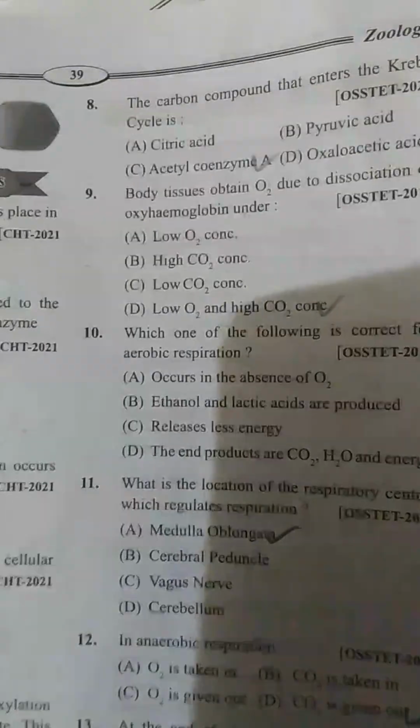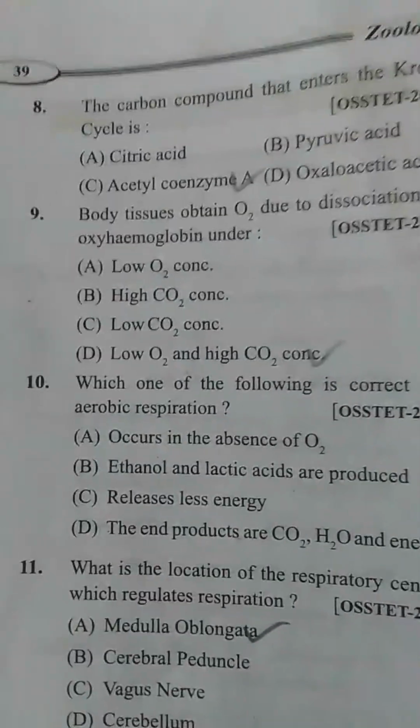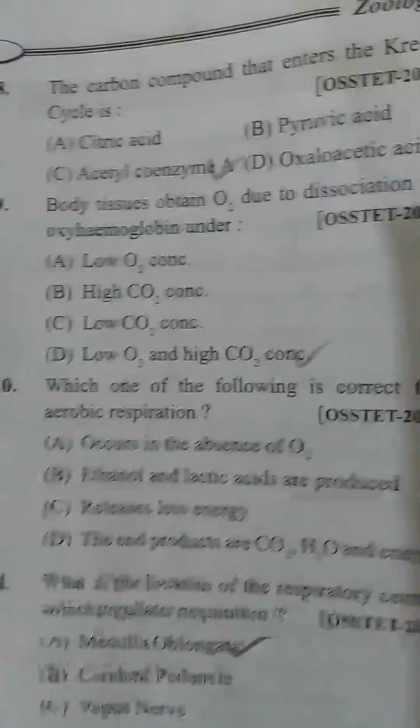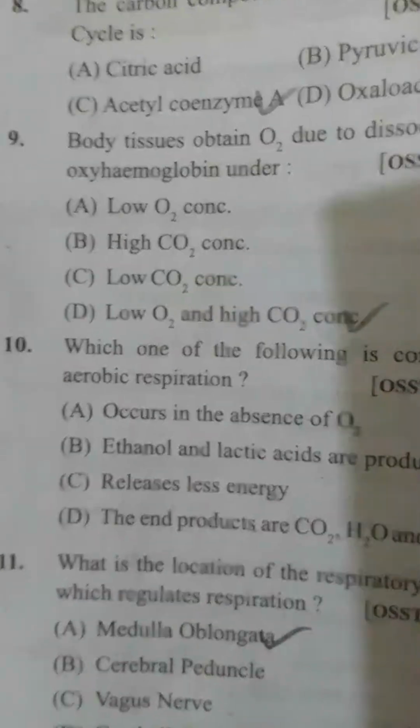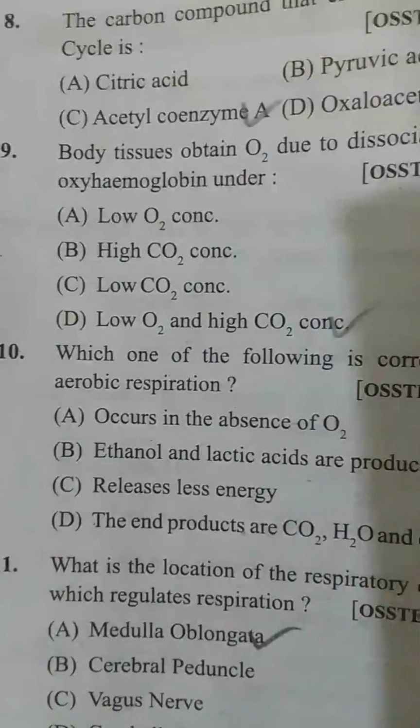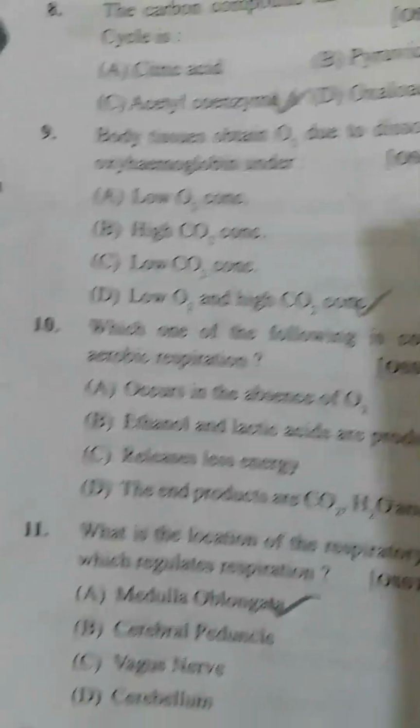Body tissue obtains O2 due to dissociation of oxyhemoglobin, at low O2 and high CO2.